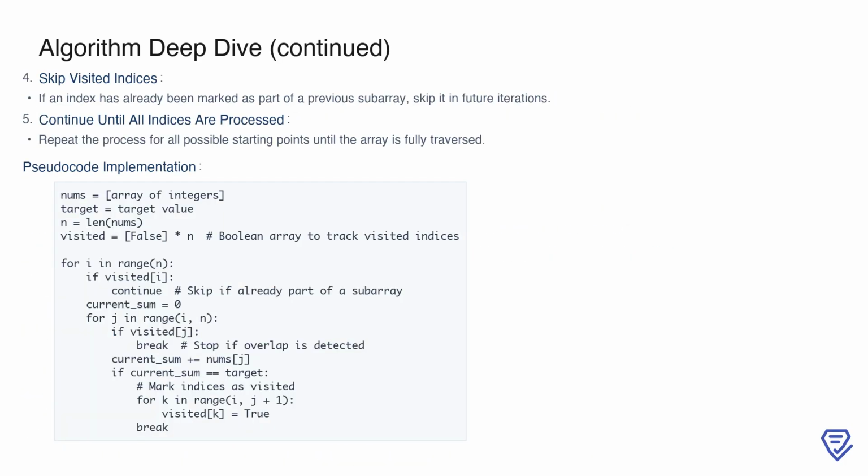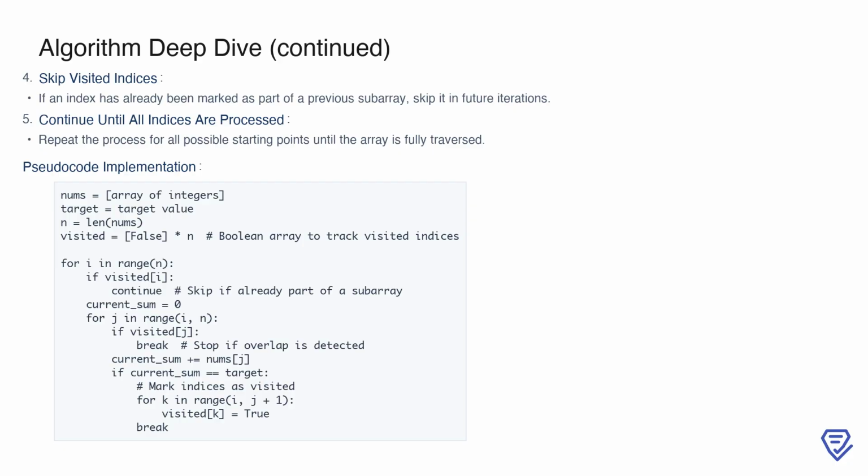To refine this brute force approach, we introduce a mechanism to skip indices that have already been marked as part of a valid subarray. Using a Boolean array called visited, we track which indices are part of previously identified subarrays. If we encounter a visited index, we skip it in future iterations. The process continues until all indices in the array have been processed.